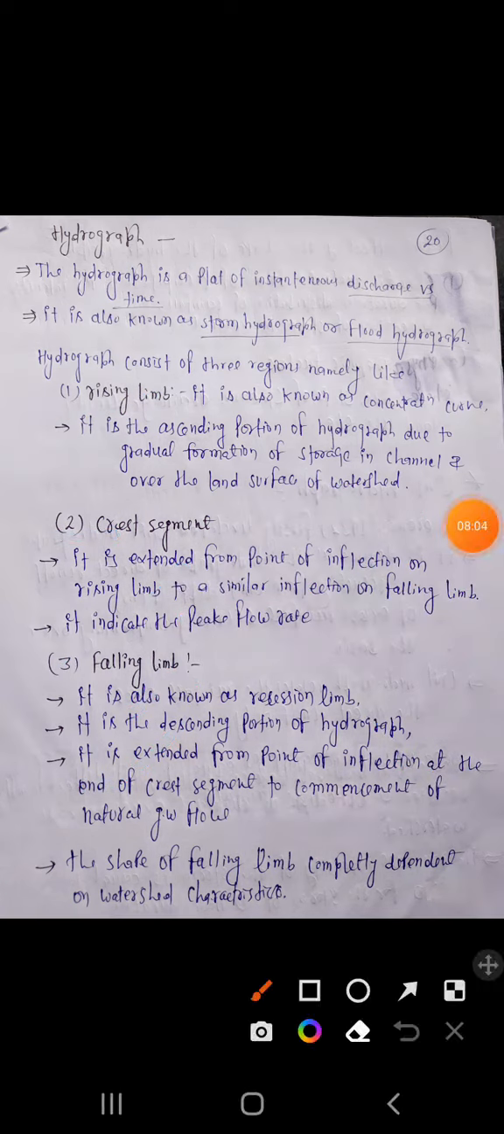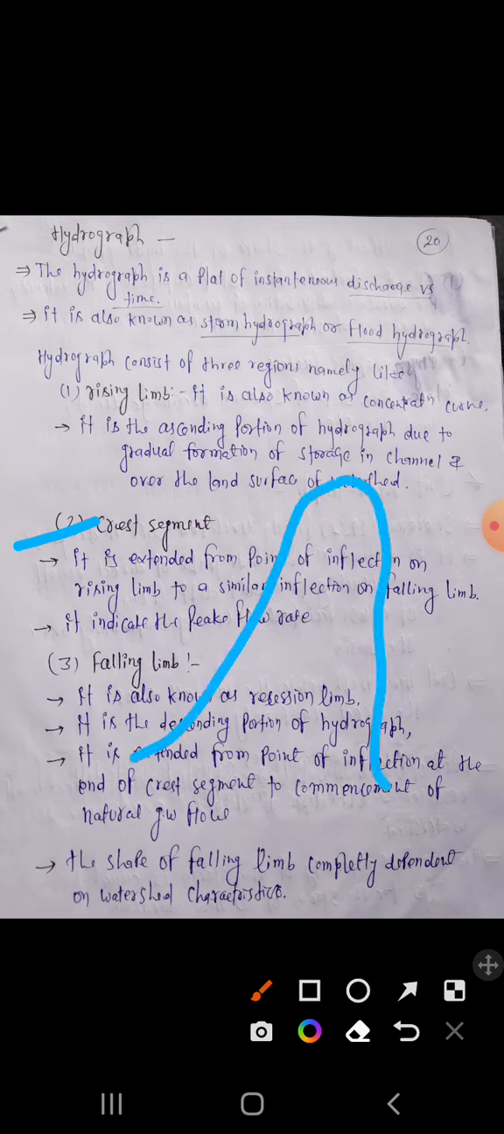So first is the rising limb. It is also known as the concentration curve because it increases gradually. It is the ascending portion of the hydrograph, due to gradual formation of storage in the channel and over the land surface of the watershed. Now the second is the crest segment. It extends from the point of inflection on the rising limb to a similar inflection point on the falling limb, and it indicates the peak flow rate.